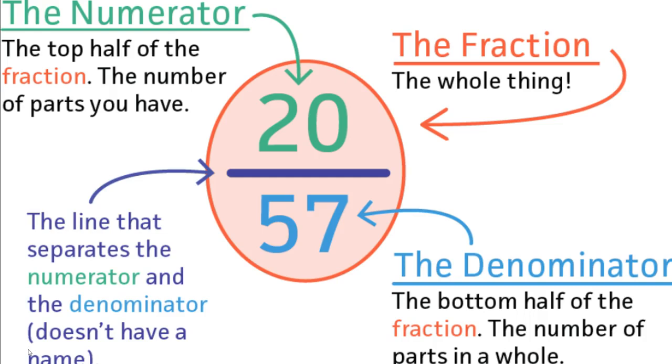And the line that separates the numerator and the denominator actually does have a name, but not a lot of people know this. The fraction bar was first used in 1050 by Al-Hazar, who was a Muslim mathematician. It is also called a vinculum. The fraction bar separates the numerator from the denominator. The numerator is the part of the fraction that appears above the fraction bar, and the denominator is the part of the fraction that appears below the fraction bar.